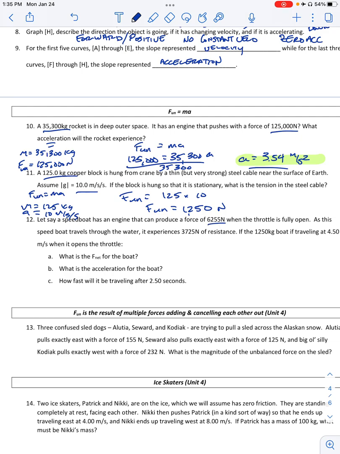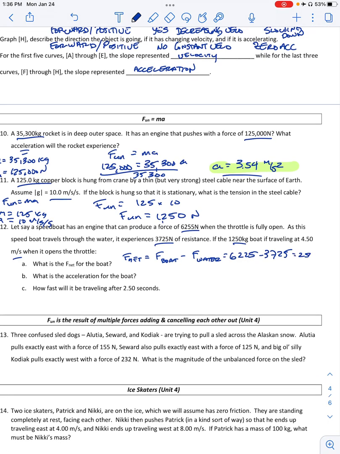Okay. Number 12, a speedboat. It has that much force with the throttle open. It experiences that much resistance. We've got a mass of that, and we've got a velocity of that. All right, so force net equals the boat's force minus the water. So that's 6225 minus 3725. Is that like 1500, I think? 6225 minus 3725. Yeah, 2500, sorry. That equals 2500 newtons.